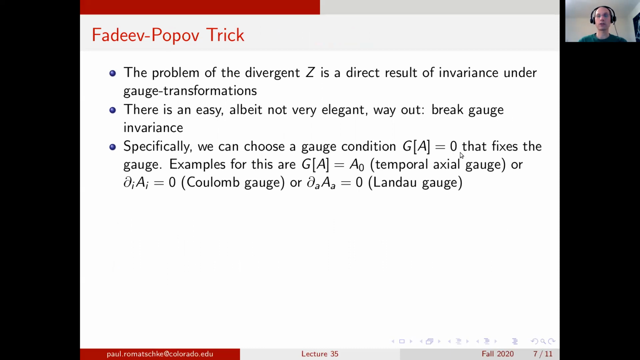Examples for such a gauge condition could be G of A is A_0, which corresponds to the gauge condition A_0 = 0, also known as the temporal axial gauge. Or it could be ∂_i A_i = 0, the Coulomb gauge, or ∂_μ A_μ = 0, the Landau gauge, or any other sort of gauge configuration.